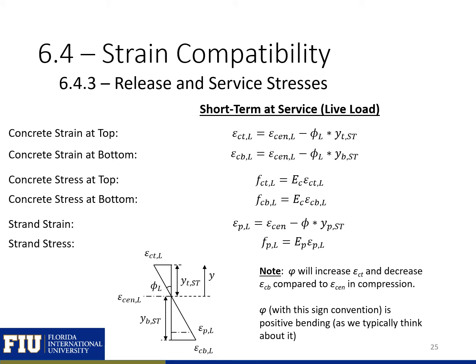When we have our strain at the centroid and our curvature, we can calculate our strains at the top and bottom of the section and stresses at the top and bottom of the section and our strand strain and strand stress using the same equations that we have on the previous slides. We can remember that our live load is going to cause compression at the top and tension in the bottom. So we just want to remember our sign convention, we should end up with compression in the top and tension in the bottom of the section.